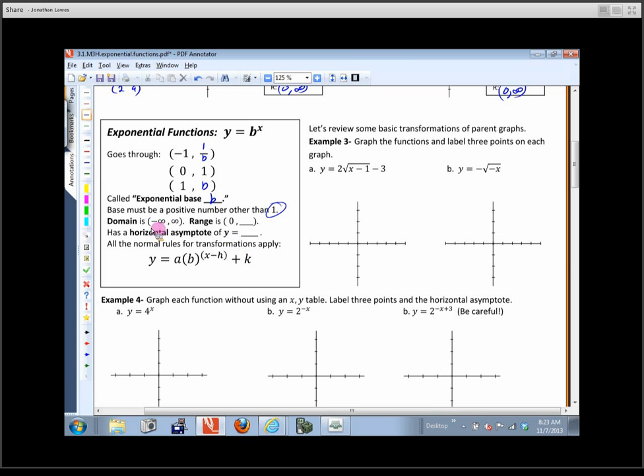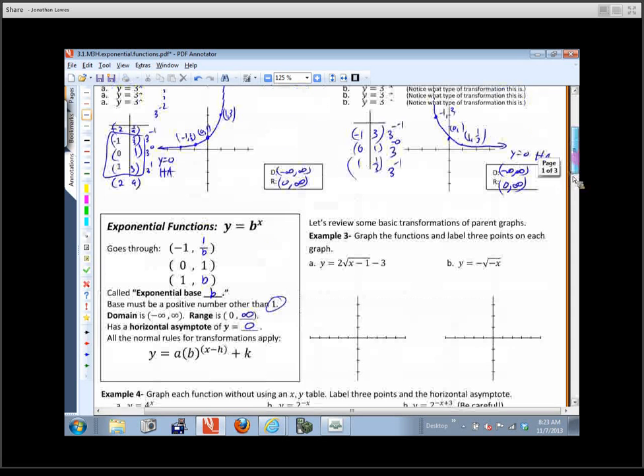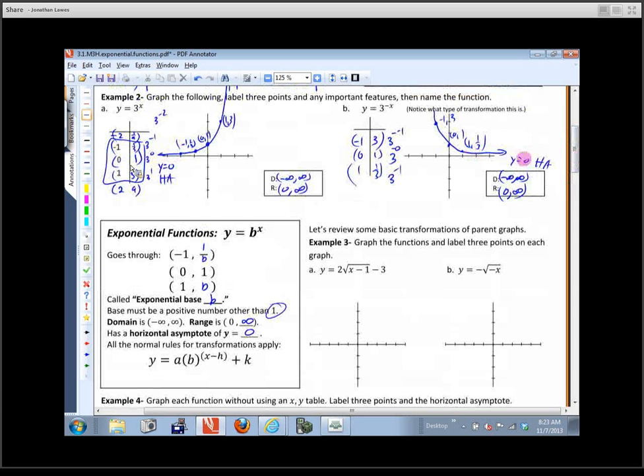The domain is always going to be all reals, -infinity to infinity. And the range is just going to be positives. Or sometimes you'll remember we call those non-negative numbers. You're going to get out positive answers, but no zeros or negatives. And it has a horizontal asymptote of y equals 0. Either over here on the left side or over here on the right side.